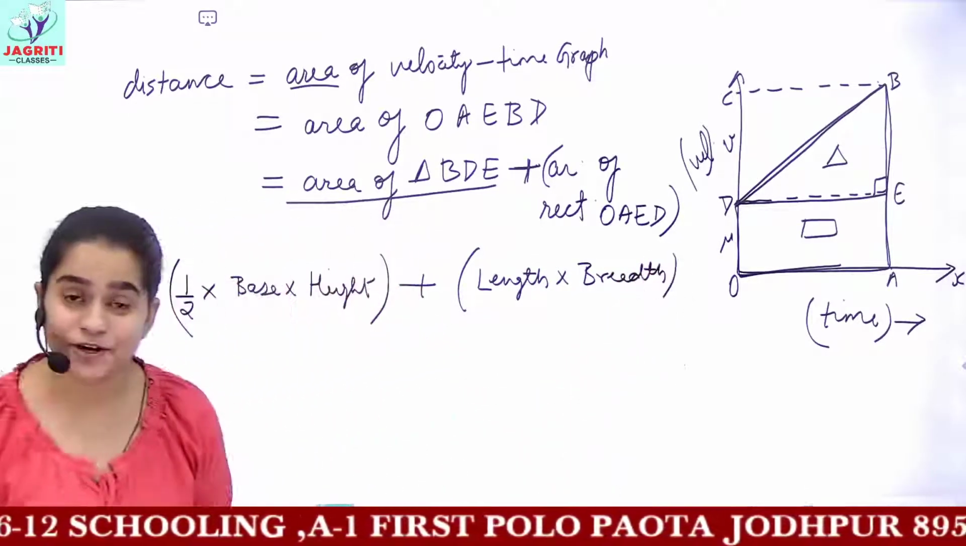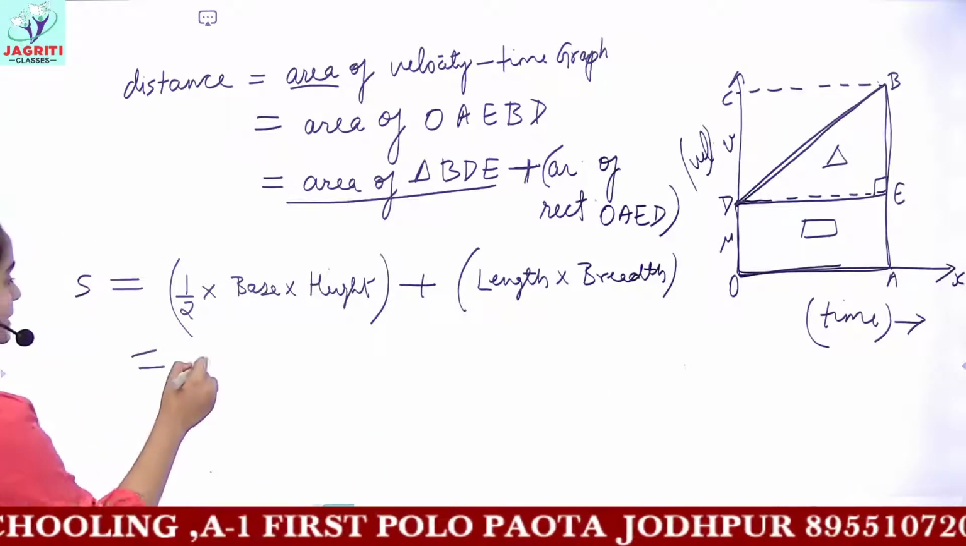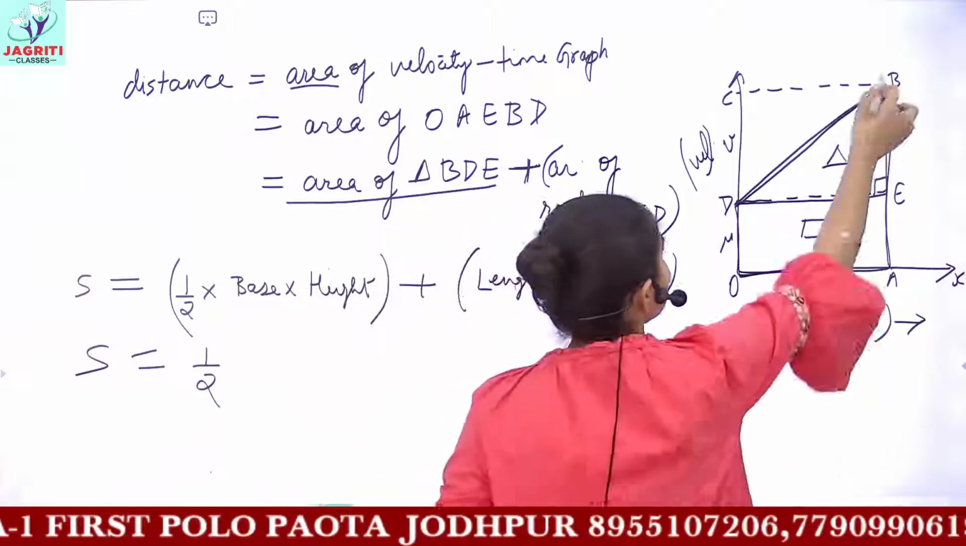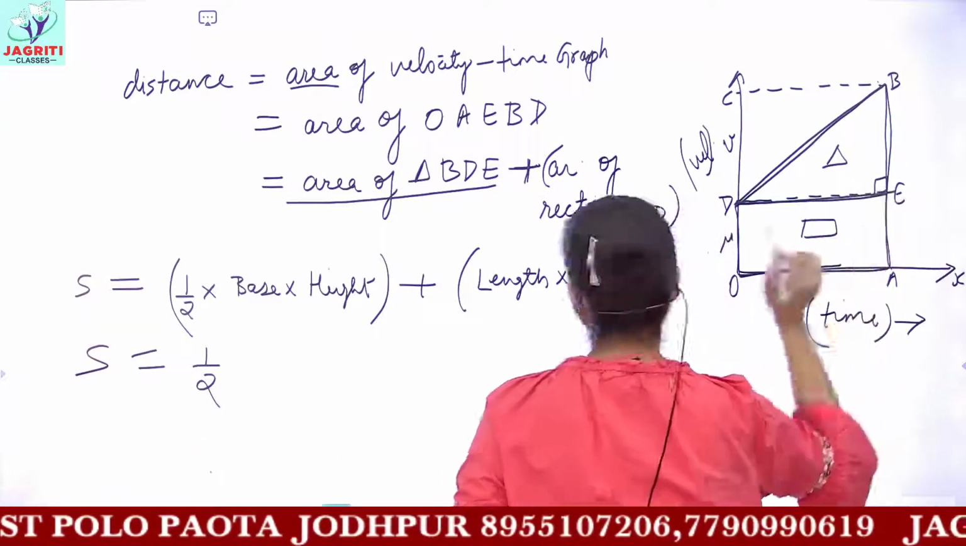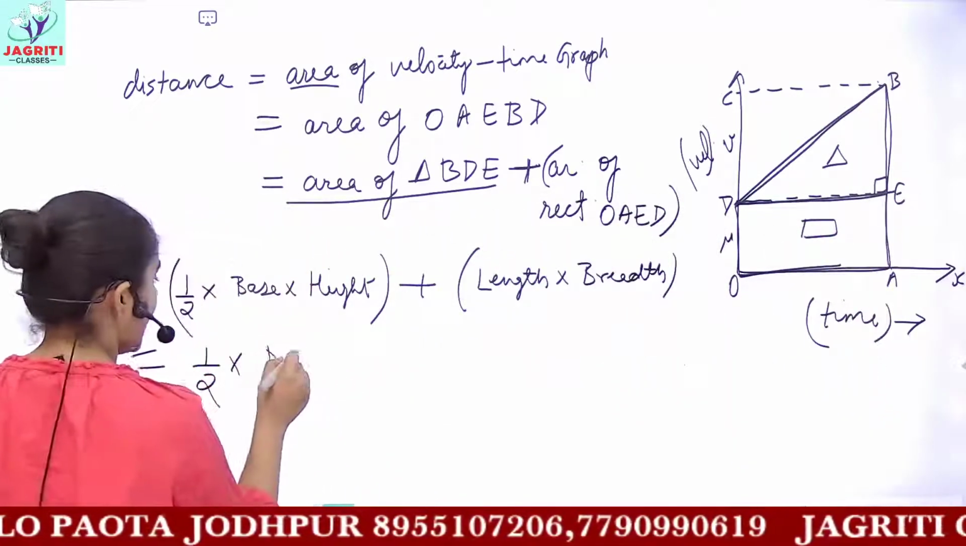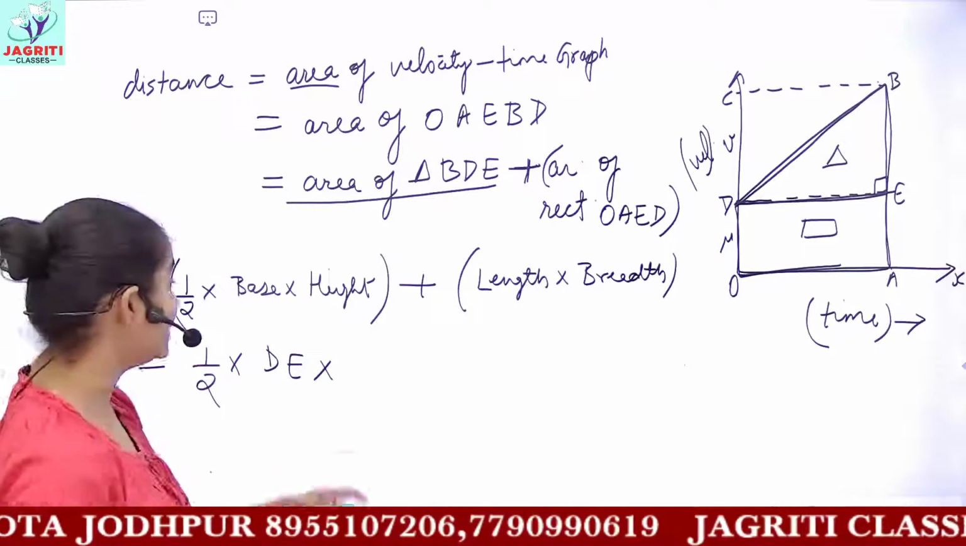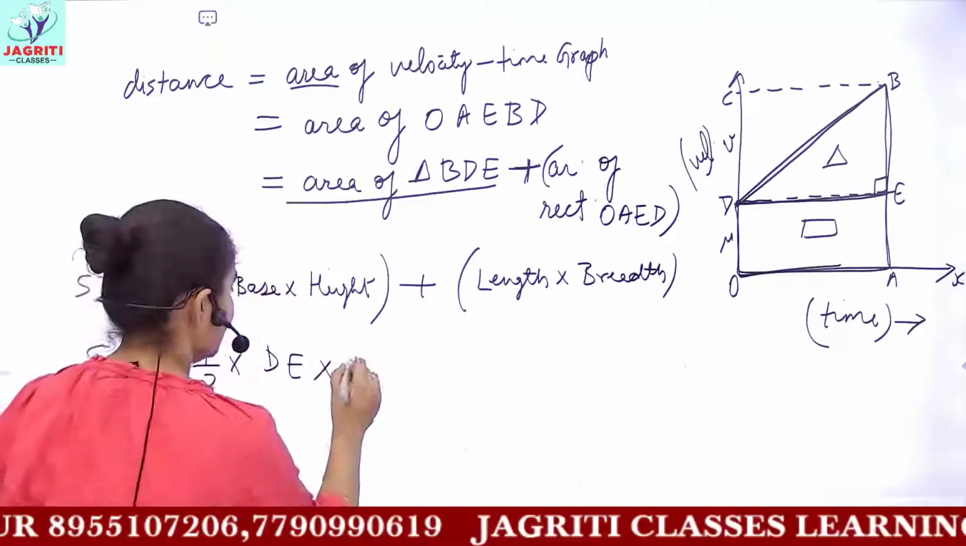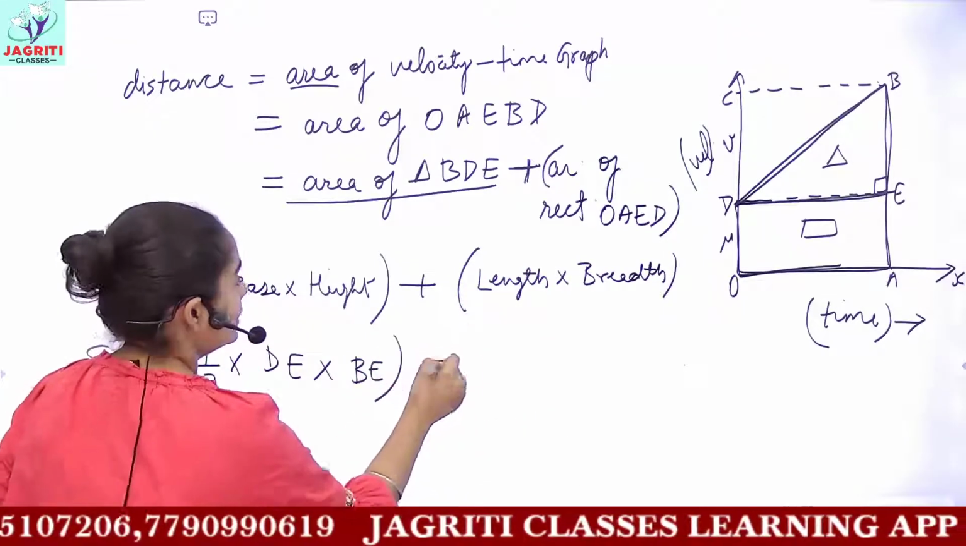This gives you the area of the rectangle. Now just substituting the values. What is the base of the triangle? Your triangle is BDE. The base is DE here. And can you tell me the height of this triangle? The height of this triangle is BE. So DE into BE, then length.